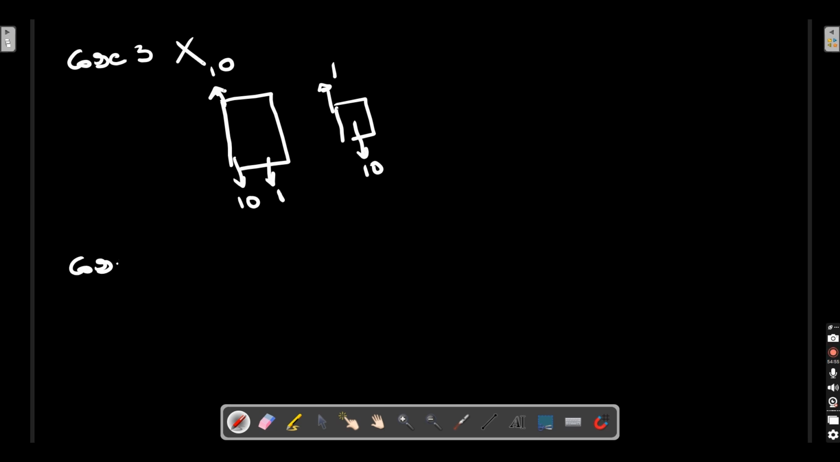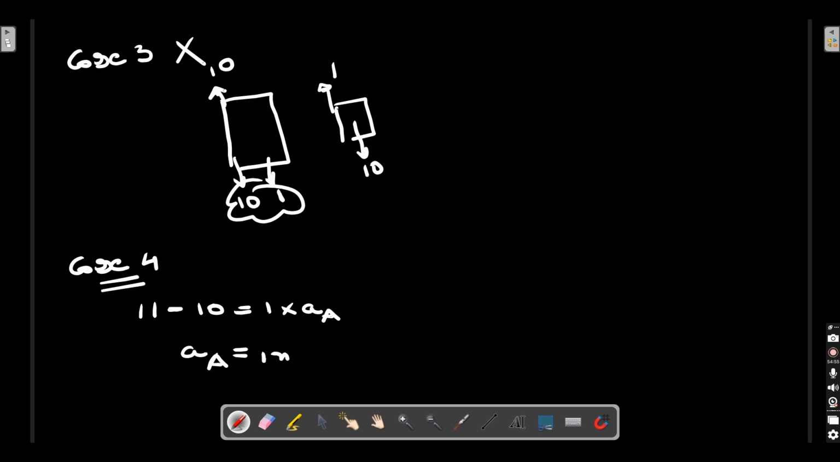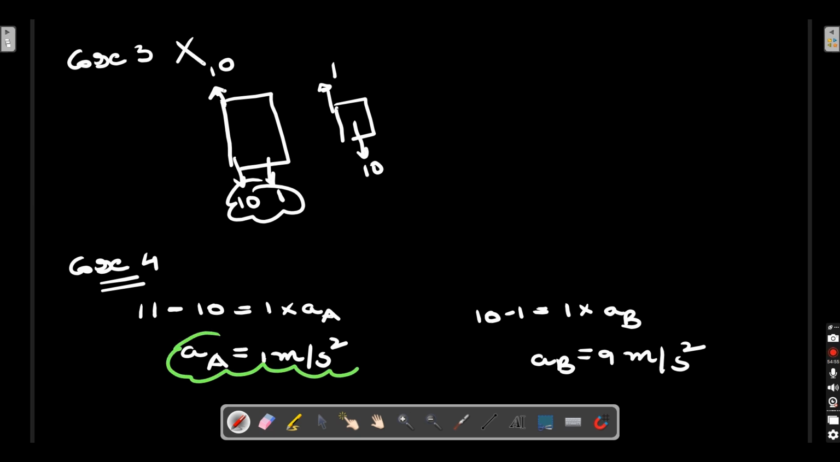Now the only condition we have is case 4. So for case 4, 10 plus 1, they both move in different ways. So 11 minus friction force 10 is equal to 1 into acceleration of A. So acceleration of A is 1 meter per second square. And then acceleration of B is nothing but 10 minus 1 is equal to 1 into acceleration of B. So acceleration of B is equal to 9 meter per second square. So acceleration of A and acceleration of B, you got it. Let's verify whether we have it in the option or not.